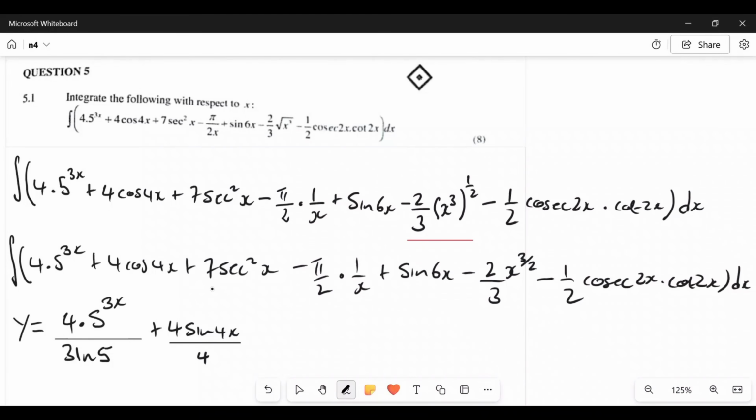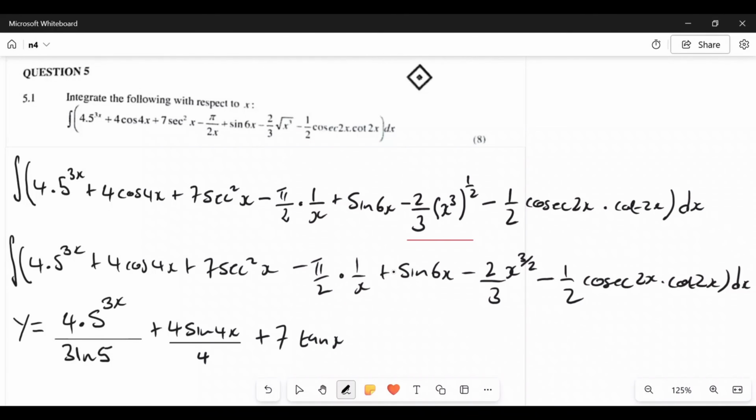Right, let's move to the third term. We have 7 sec squared x. This one is very tricky if you don't understand. But we know that 7 is our coefficient, and we need to integrate sec squared x. Remember, integration is the opposite of differentiation. When you differentiate tan x, you get sec squared x, meaning that the integral of sec squared x is actually tan x. So let's write tan x.